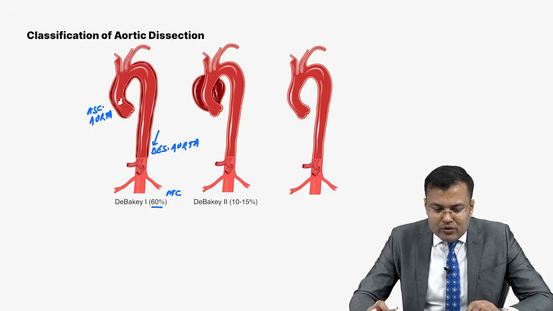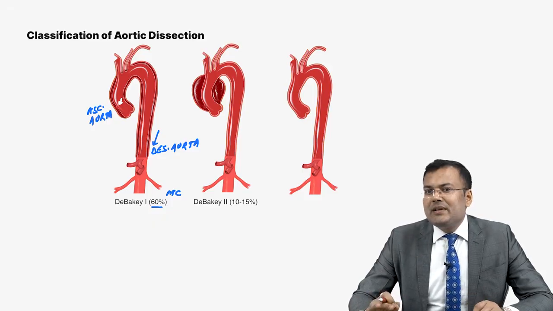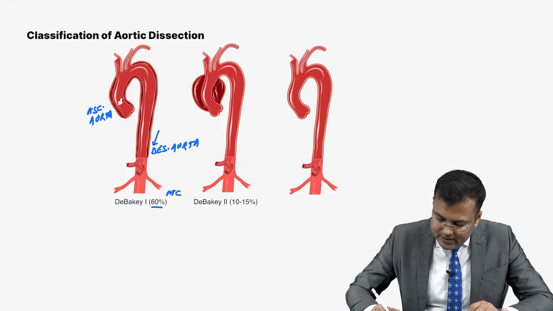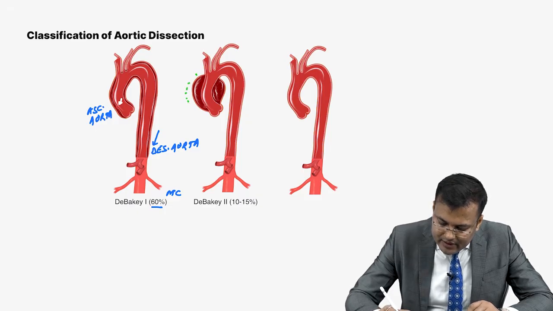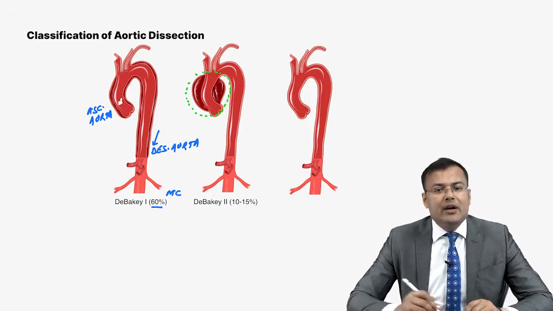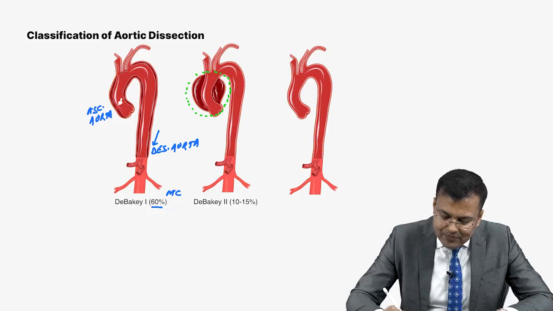In DeBakey 2, you can notice that the dissection is just limited to the ascending aorta. So this is DeBakey type 2. It is limited to the ascending aorta.